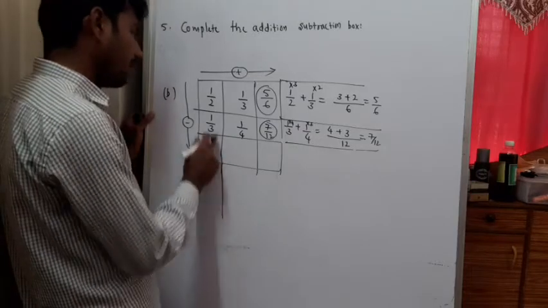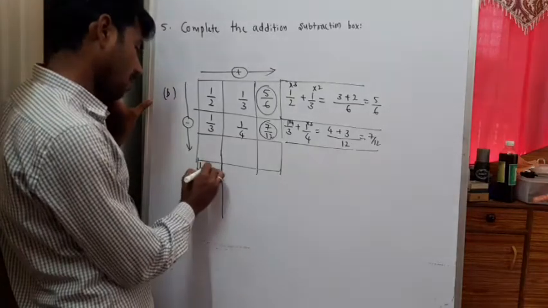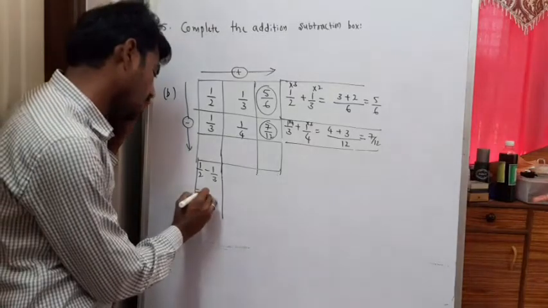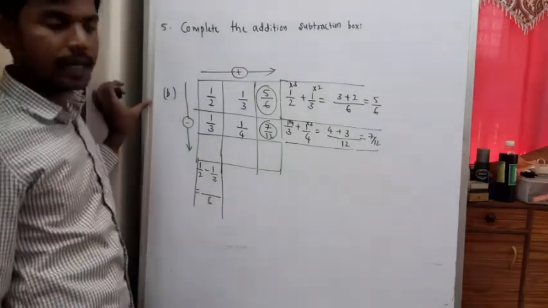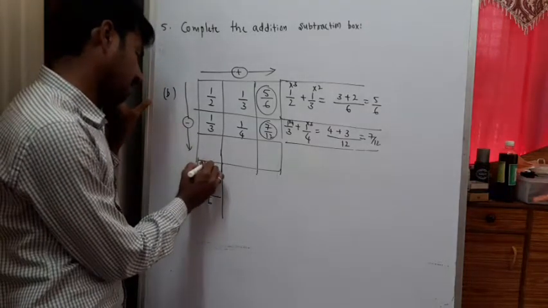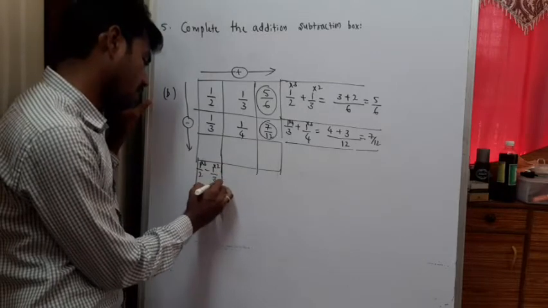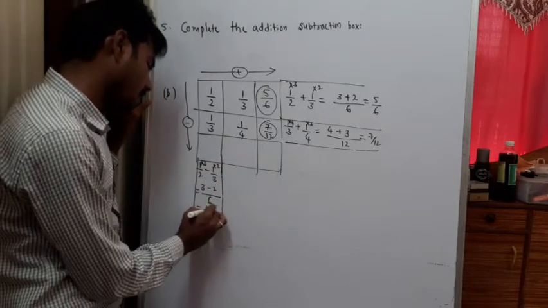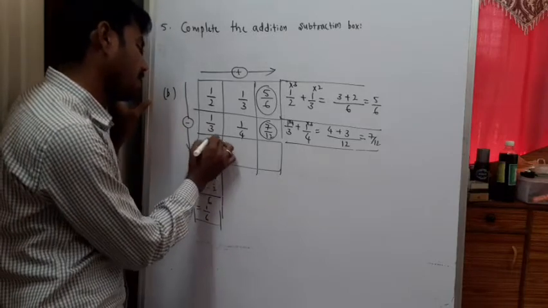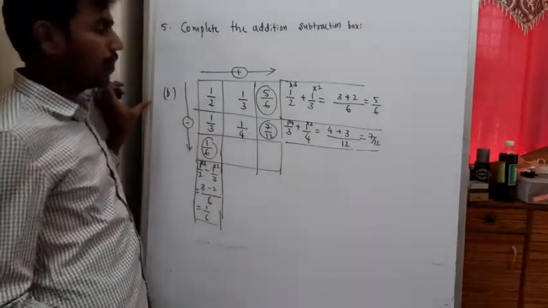What we need to do here? 1 by 2 minus 1 by 3. Again, 2 and 3 are co-prime. So what we need to do? 6 is the LCM. 2 into 3, 3 into 2. 1 3s are 3, minus 2 1s are 2. 3 minus 2, 1. 1 divided by 6. So what should come here? 1 by 6. Next. 1 by 3, 1 by 4.